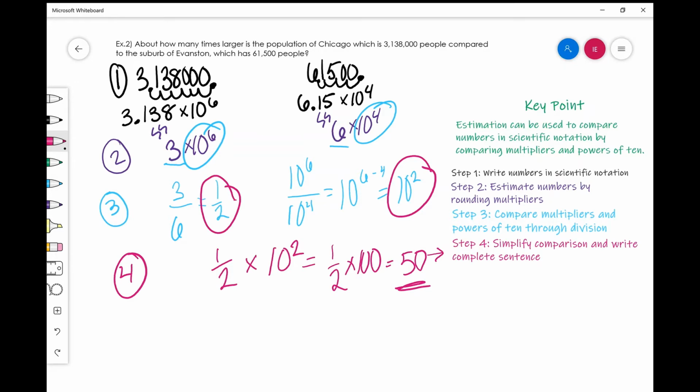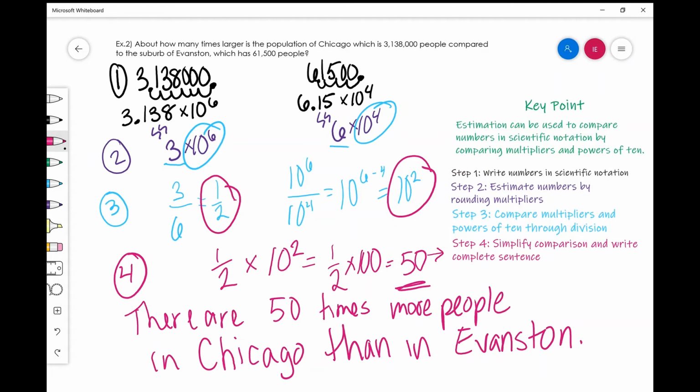So I know that this is what we're going to be going through today. Again, remember that estimation can be used to compare numbers in scientific notation by comparing multipliers in powers of 10. Take the steps that we've gone through and use them to complete your independent practice in your exit ticket on Google Classroom.